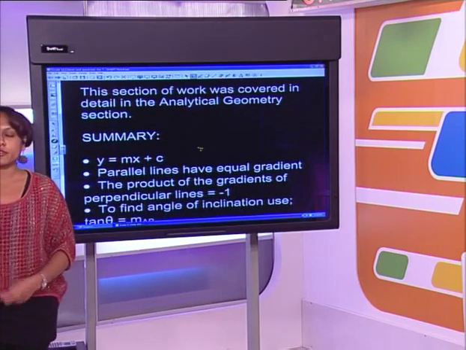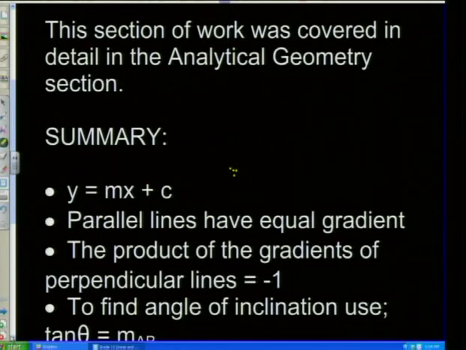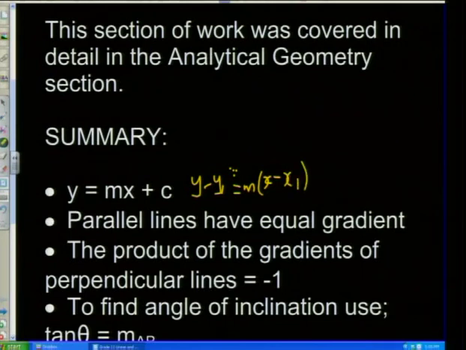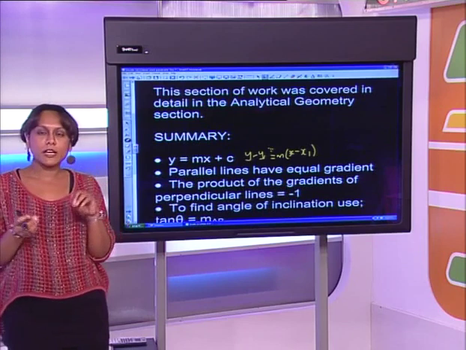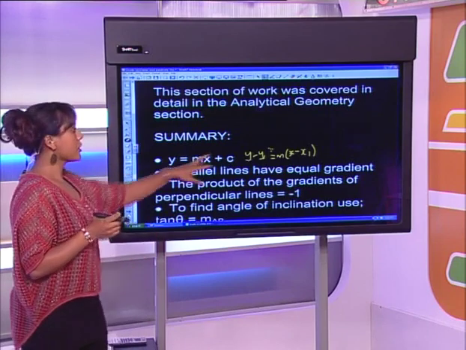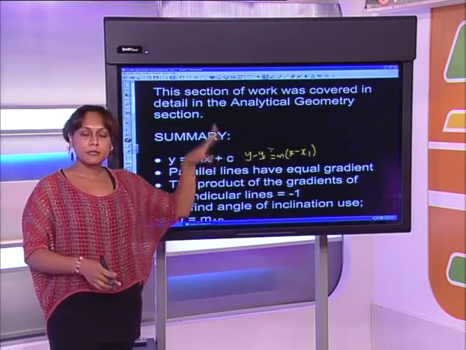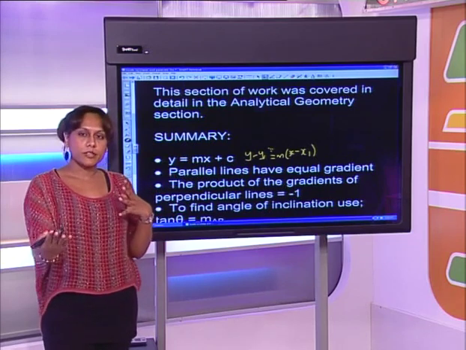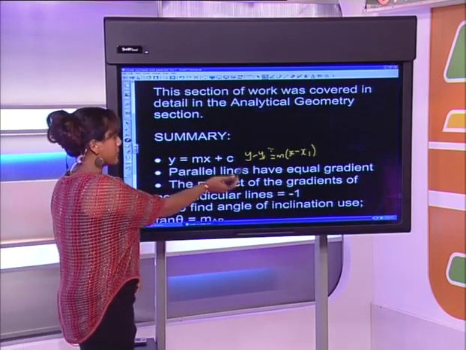Just to remind you of some of the functions that you did before, your basic straight line has the equation y is equal to mx plus c. You'll also remember that you can use y minus y1 is equal to m times x minus x1. What that helps you do is find the equation of the straight line if you are given a point and the gradient. But when you multiply all of that out, you will get back to y is equal to mx plus c.